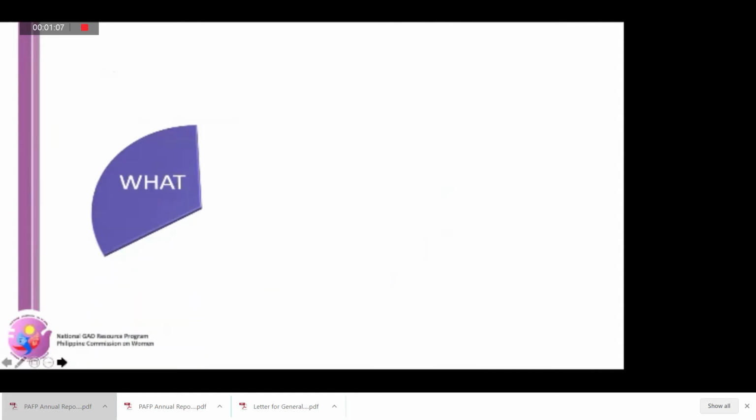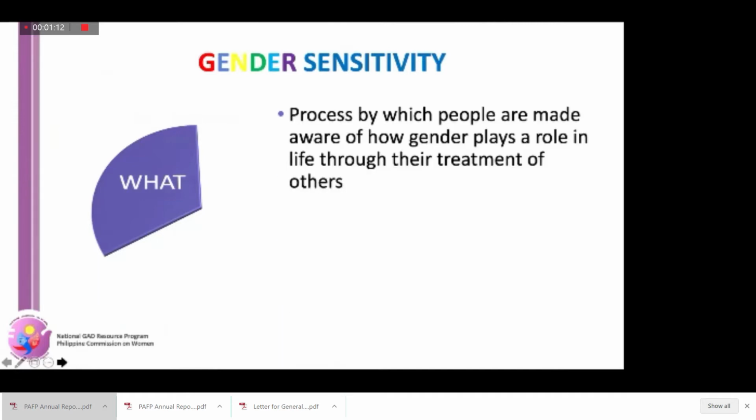To start with, it's proper to discuss the concept of gender sensitivity. Gender sensitivity is deemed to be a process by which people are made aware of how gender plays a role in life through their treatment of others. As family physicians, we encounter people in our daily lives, and in the course of your profession, it's very important that you properly understand and are aware of the specific gender of a given person or constituent that you will be in touch with.